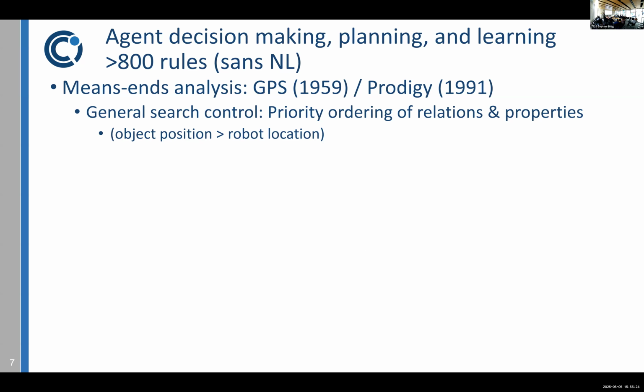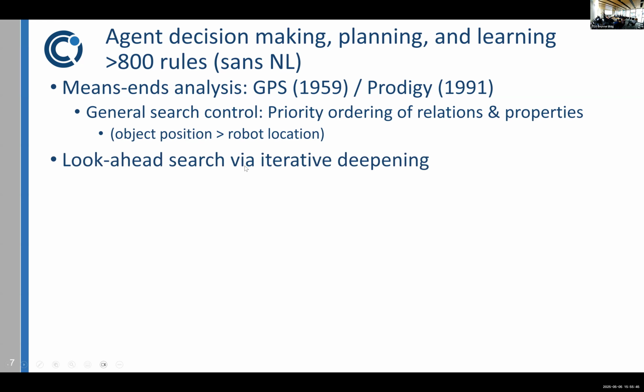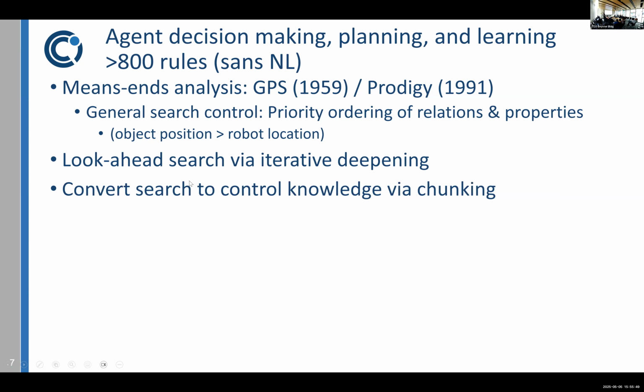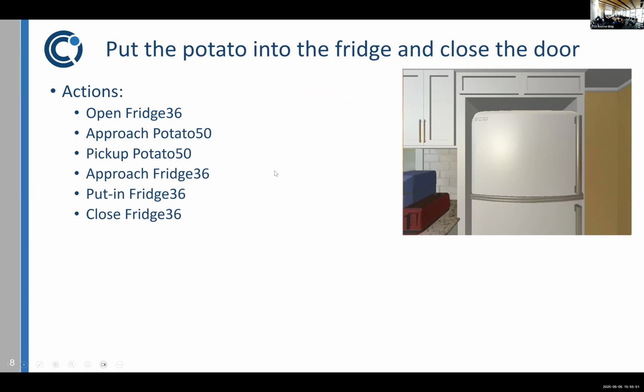So the idea, and we'll go through means-ends analysis in gory detail, is that it can take general problem-solving knowledge so that you can really be efficient. The kind of knowledge is that it's better to try to get an object in position before you try to get the robot in its final location, because you can always move the robot, but you can't always move objects. We use look-ahead search via iterative deepening, and we'll go through that. And then we convert that search into control knowledge via chunking.